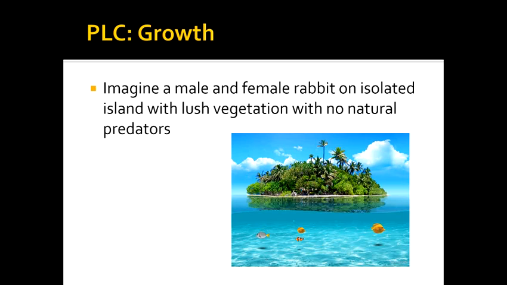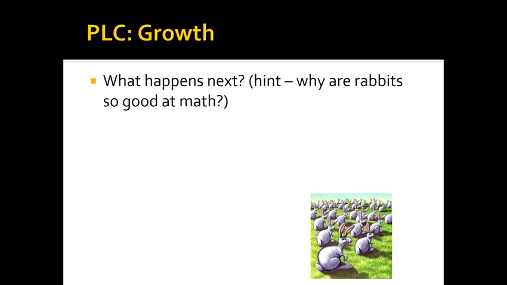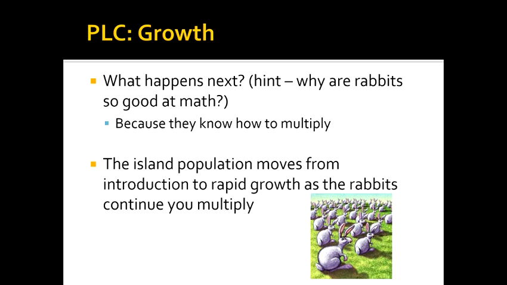So imagine a lush tropical desert island. There's no natural predators. There's a male and a female rabbit there. They don't have to worry about food or water, and there's no foxes or other animals that are going to eat them. So what happens? Rabbits are good at math. They're going to multiply, all right? So what happens? The island population grows rapidly.